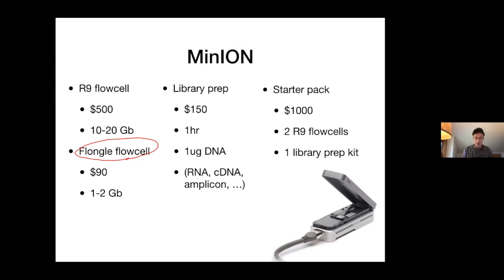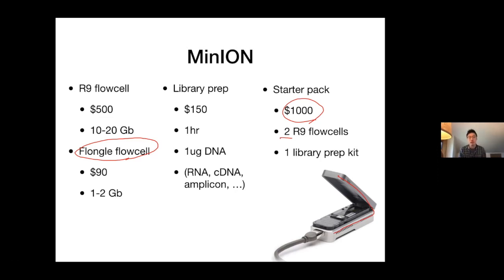You can also use RNA, cDNA, amplicon. There are different kits for different types of nucleic acids. If you want to get started, you can buy a starter pack. It's $1,000, comes with 2 flow cells, and of course a device and a library prep kit.